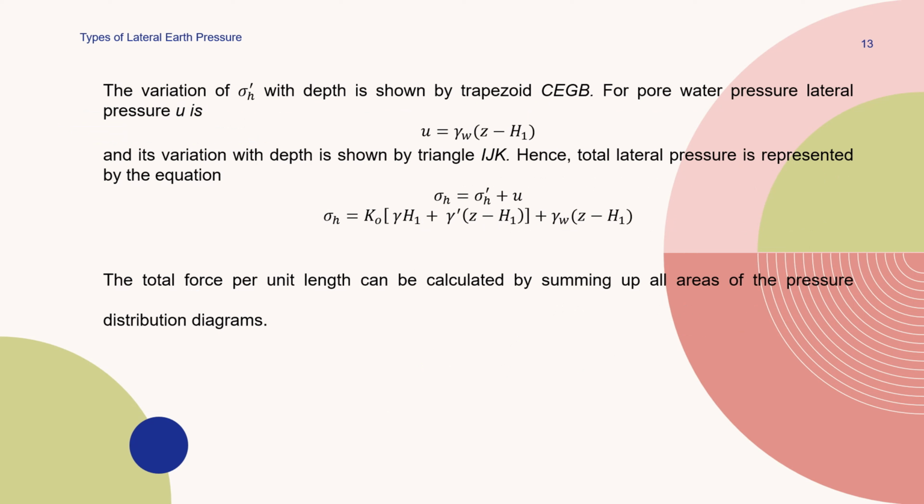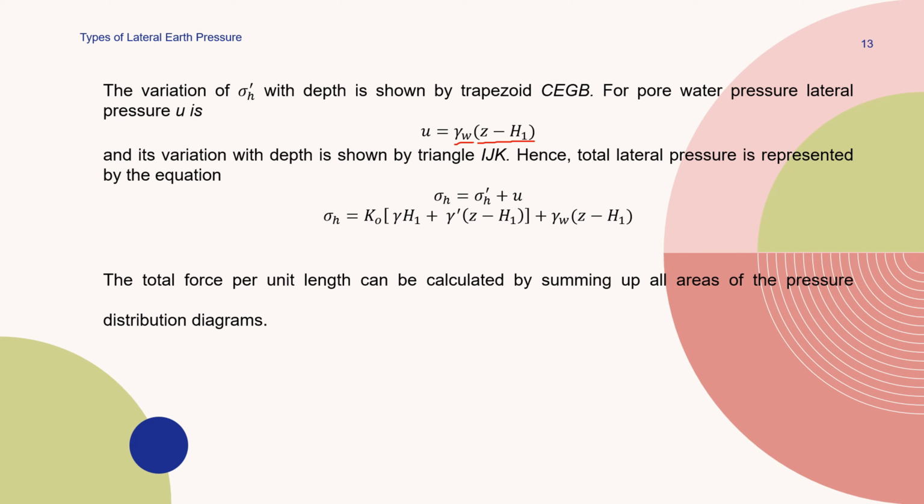So, going with the discussion sa another parameter para makuha ang total lateral earth pressure if partially submerged ang soil is ang pore water pressure, which is denoted by U, and U is equal to the unit weight of water times the distance from the groundwater table to the point of interest under the said table, where it is denoted by Z minus H1. Ang iyang variation with depth or pressure diagram kay gi-show sa triangle IJK sa previous figure.